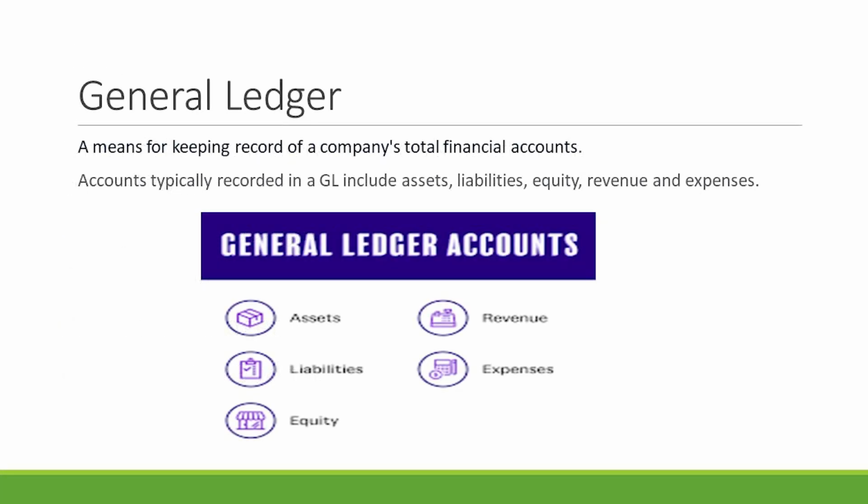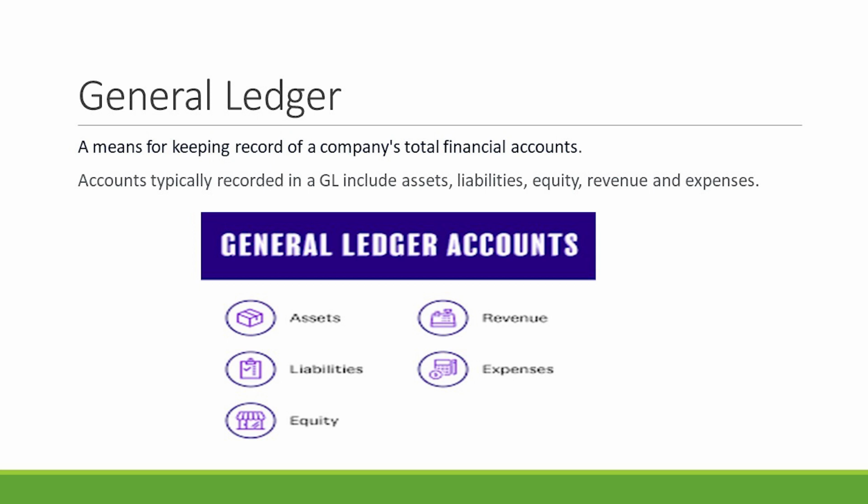Next, we're going to talk a little bit about the general ledger. The general ledger summarizes all of the financial information you have about your business. It lists every accounting transaction for you. This will be anything of economic impact on your business. Basically, the general ledger is a means for keeping records of the company's total financial accounts. It's basically the report card of the business.